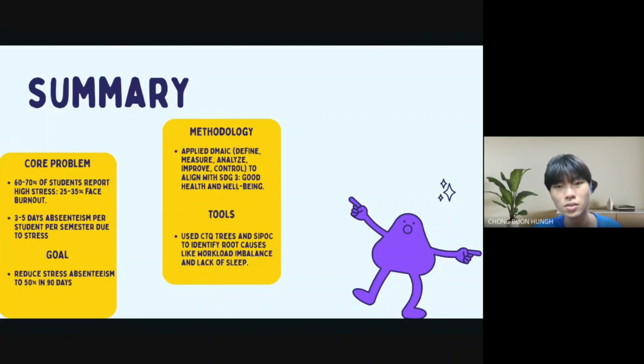Our methodology uses the DMAIC to make our issue more visualized and solve it effectively. So the tools we're using are CTQ trees and also the SIPOC diagram. This will help us to visualize the root causes and also the input and output of the issue.